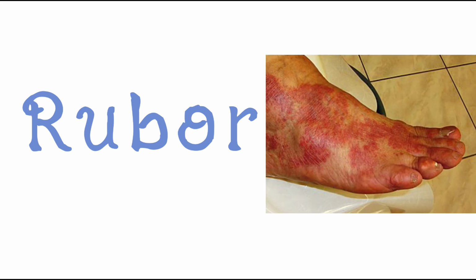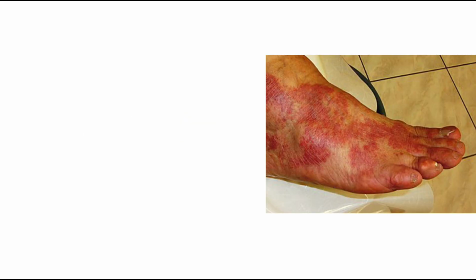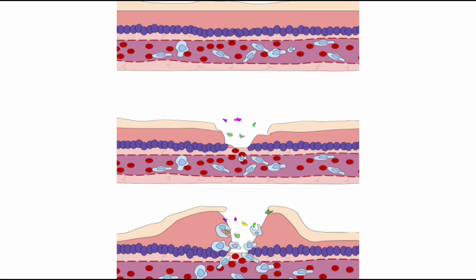So here, the redness, that is the rubor, is the first and most noticeable sign, and this happens because of vasodilation. That is, the blood vessels in the injured area widen and allow more blood to flow through. And since blood is red, more blood means more redness. The key chemicals behind this are histamine and prostaglandin.